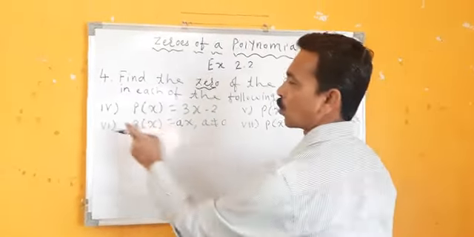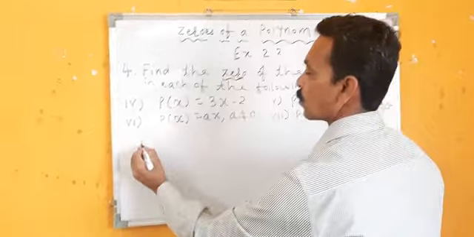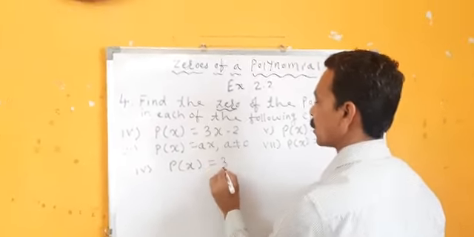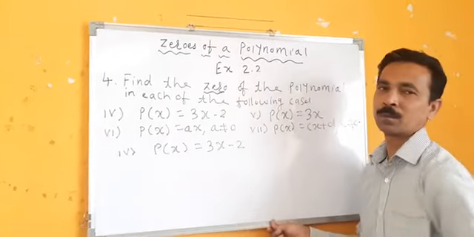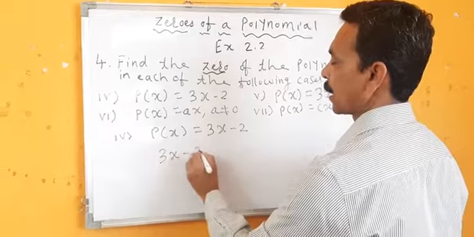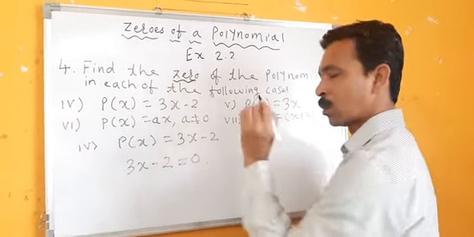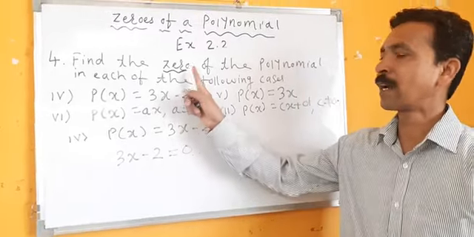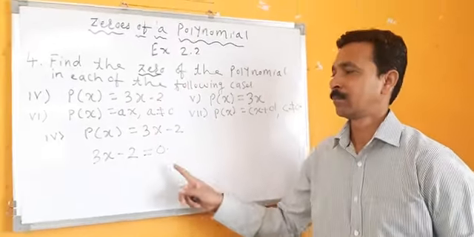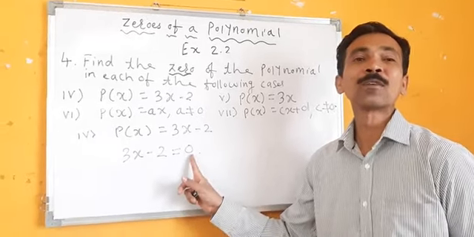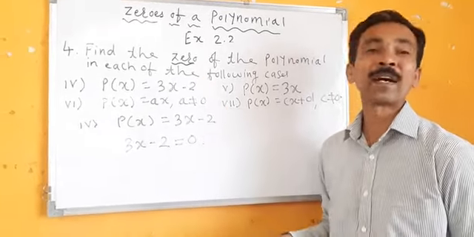Fourth sum. What is the fourth sum? P of x is equal to 3x minus 2. Right? So what I will do? I will write here 3x minus 2 is equal to 0. Again I am telling you why I am writing is equal to 0, because we have to find the 0. It means we have to find the value of x only. But we have to write is equal to 0 because the question is find the 0.